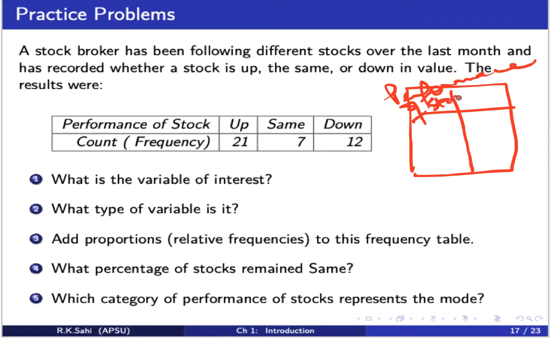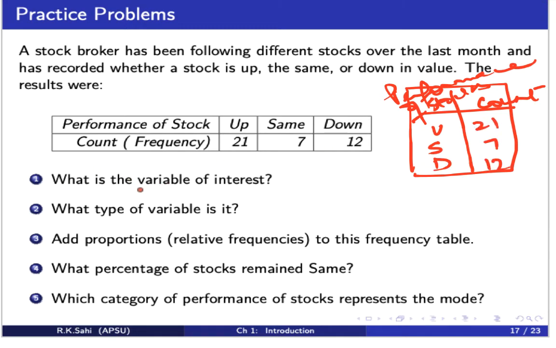Just to save space, guys, I have written this in a more horizontal form. And this second column represents the count. So you have up, same, and down, and this is 21, 7, and 12.